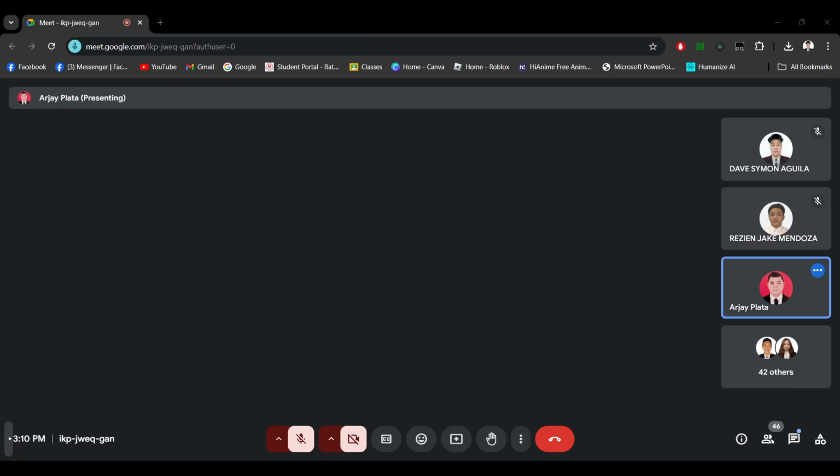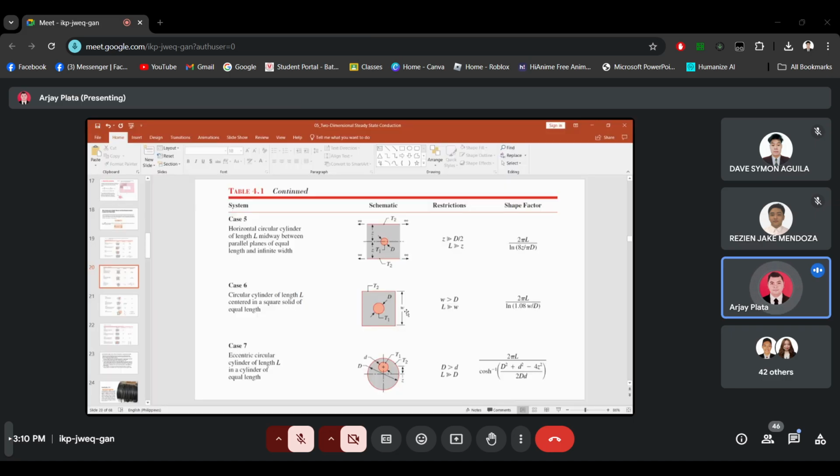Case 7 is an eccentric circular cylinder of length L. So there's a cylinder inside of a cylinder, but the inner cylinder is not positioned at the center. So there's an eccentricity here. So we will use this equation, the shape factor.